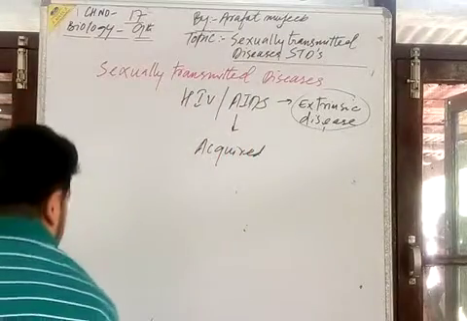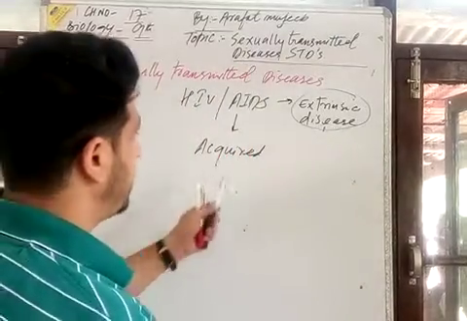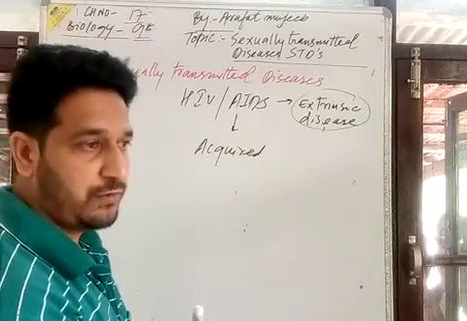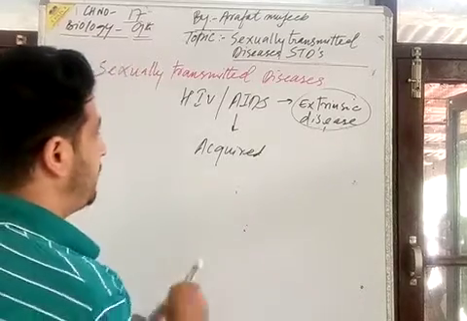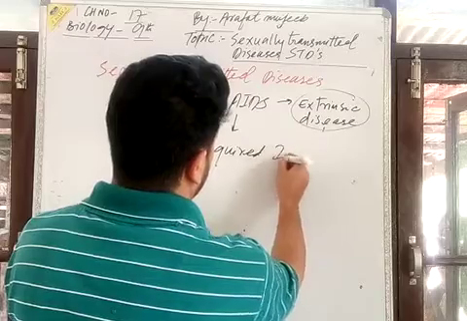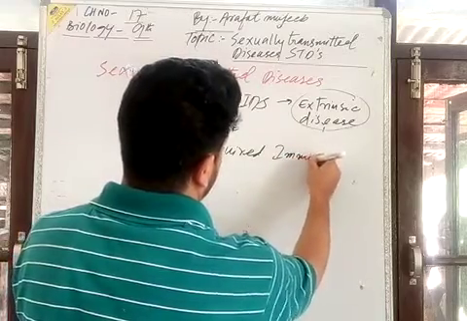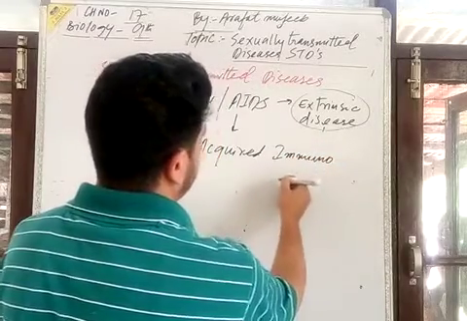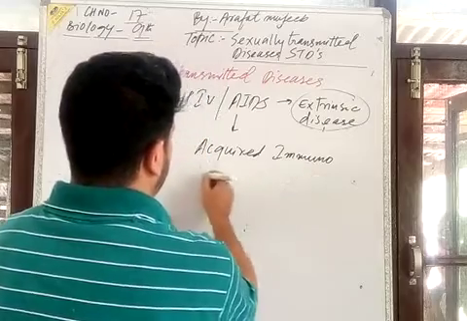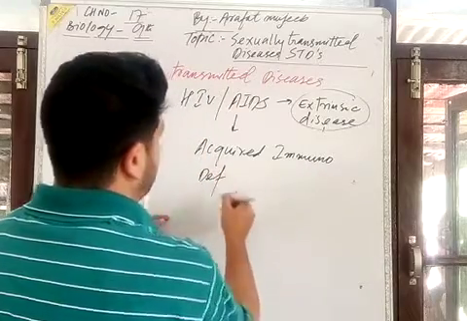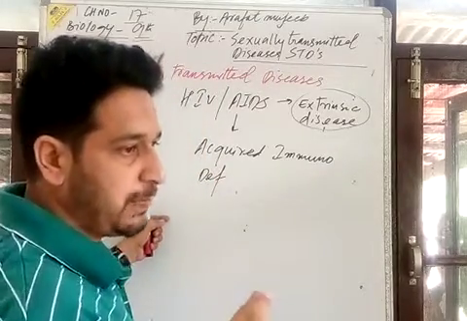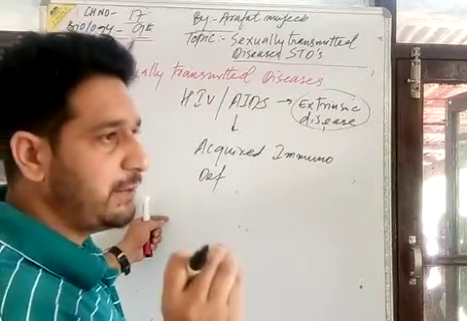What do you mean by AIDS? Acquired, that means which can be acquired. Immuno, there is an immune system which is infected by the HIV virus. Immunodeficiency, there is a lack of function in the immune system.